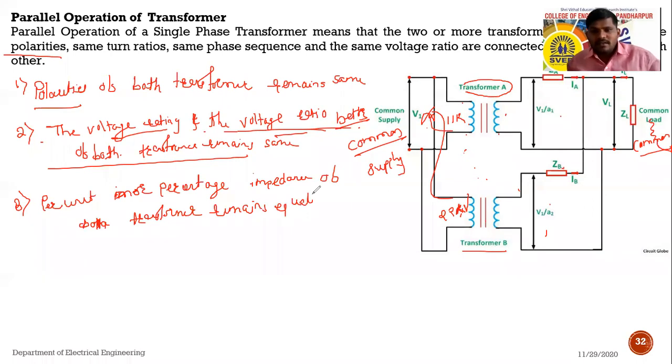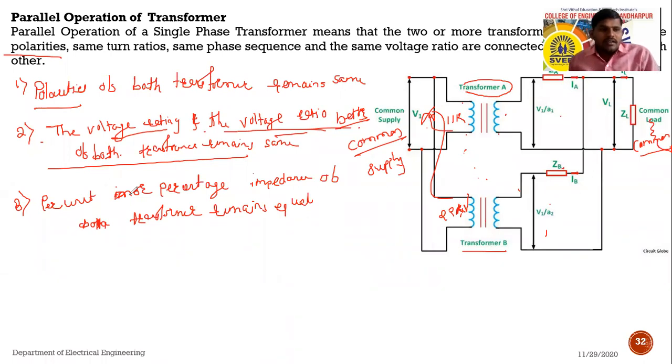So this is another condition, and this condition is necessary. It is one of the necessary conditions, that the per unit impedance be equal. All of you write this because it is a very important point. That means if this condition is satisfied, then and only then are we able to operate two or more than two transformers in parallel, right?